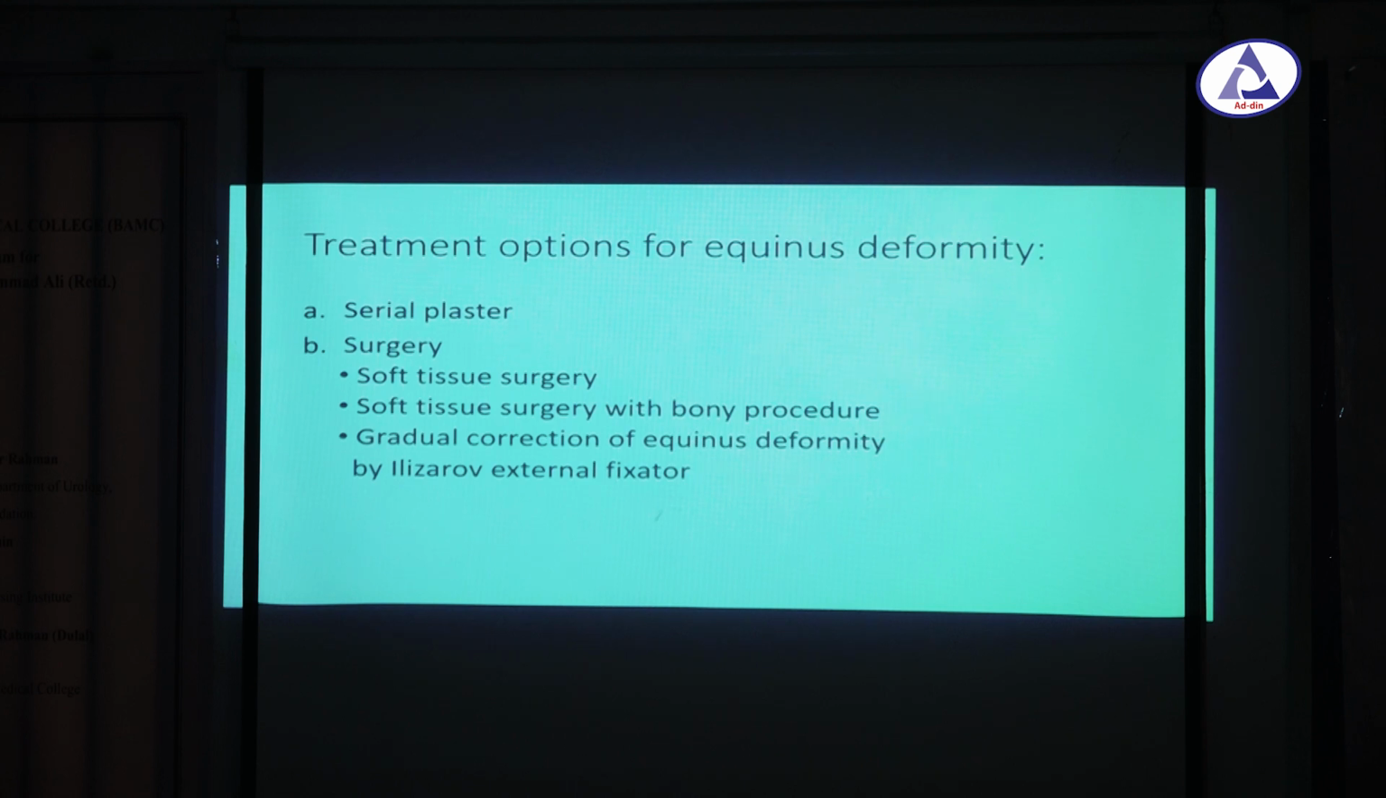And surgery: soft tissue surgery, then soft tissue surgery as well associated with bony procedure. But this surgery sometimes ends up with some ugly scars, painful joints, delayed soft tissue healing, and the chance of infection is very high. So we chose the method that is the gradual correction of equinus deformity by Ilizarov external fixator. And we applied Ilizarov external fixator in his foot.